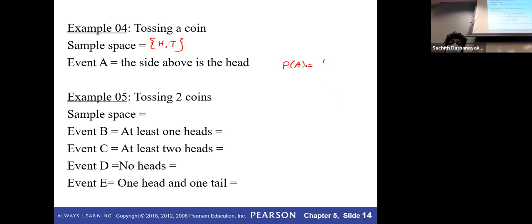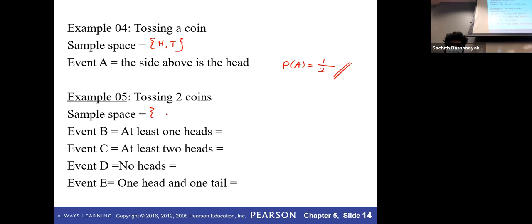Simply here, how many heads? If you flip a coin once, you can have only one head, right? So there is only one occurrence, divided by the total of 2, something like this. Okay, clear? Okay, next one, tossing 2 coins.